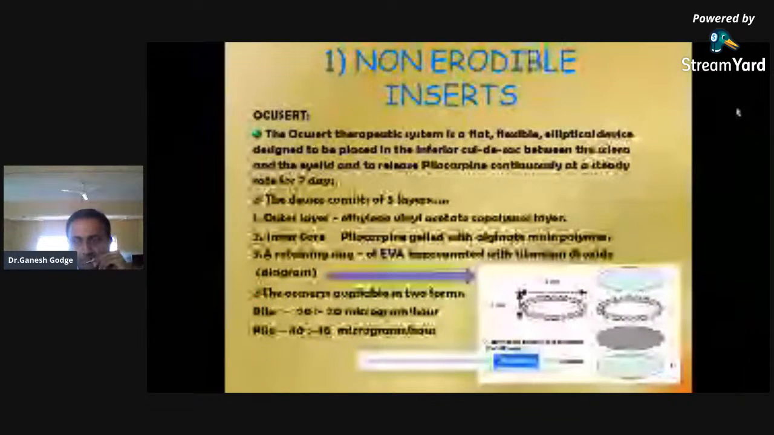As far as the ocular sac is concerned, the elliptical device is designed to be placed in the inferior cul-de-sac, the pouch between the sclera and the eyelid, and to release pilocarpine continuously at a steady rate for 7 days.